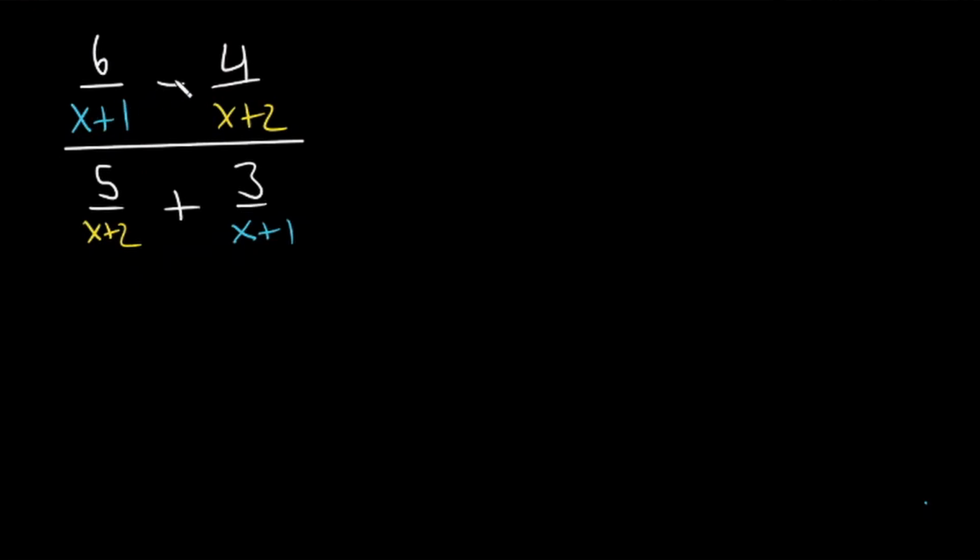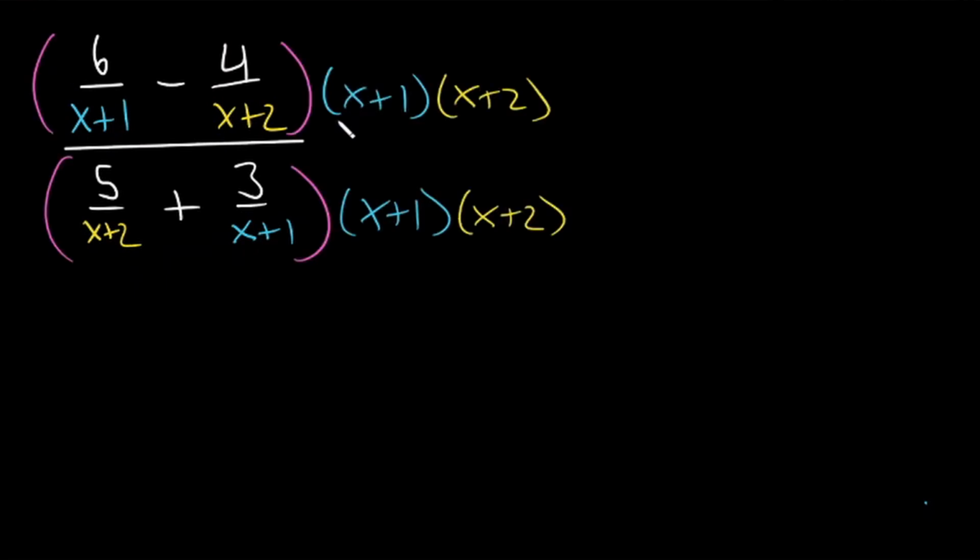6 over x plus 1 minus 4 over x plus 2 divided by 5 over x plus 2 plus 3 over x plus 1. Here we have binomials inside of fractions, inside of expressions, inside of another fraction. We're so many levels deep, we might as well be in limbo. So we have two denominators here, x plus 1 and x plus 2. So we can just multiply by x plus 1 times x plus 2. We don't need to multiply x plus 1 and x plus 2 together, because then we'll just get a quadratic, and that's just going to make things more complicated.